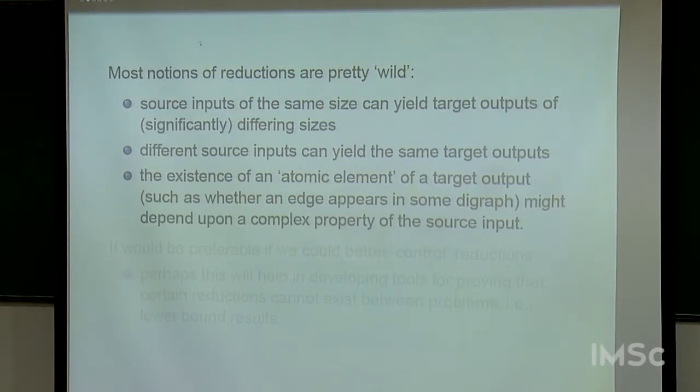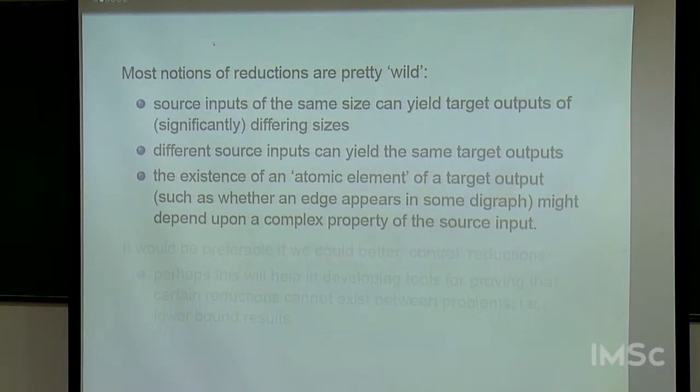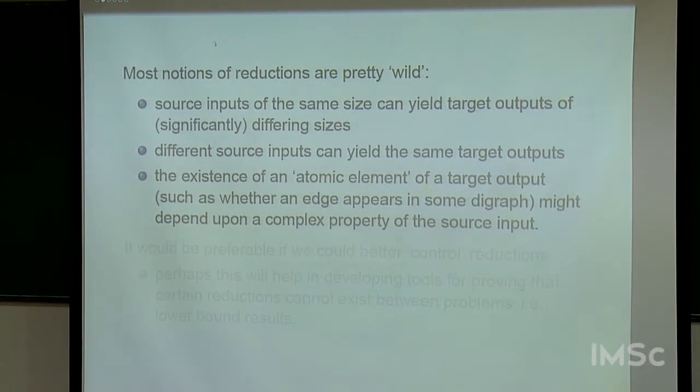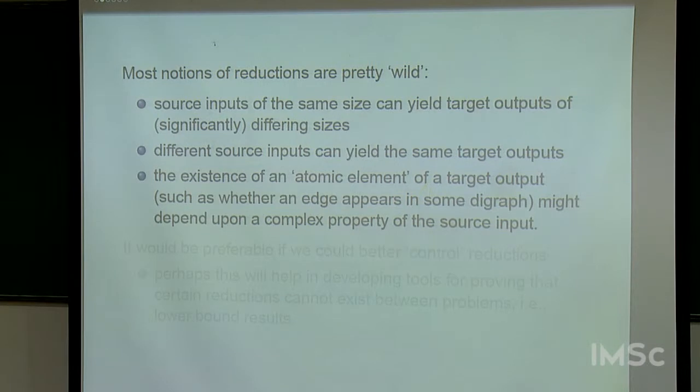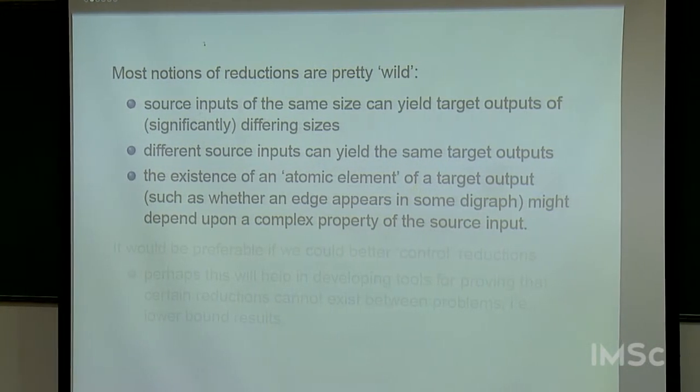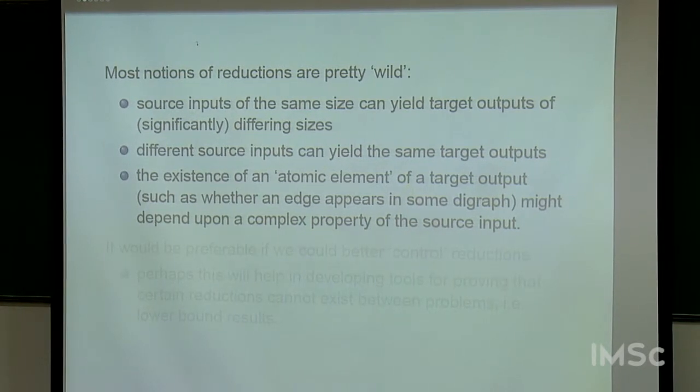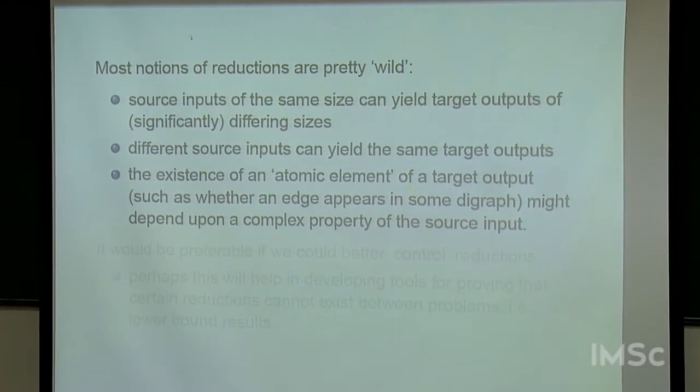Now, most notions of reductions are pretty wild in this sense. If we have some source input, different source inputs of the same size can yield target outputs of significantly different sizes. So if I have a reduction from, I don't know, clique to Hamiltonian path, and I stick in two graphs of size n, well, I've got no control over the size of the graph that pops out at the other side, beyond that it's bounded in polynomial size of the input.